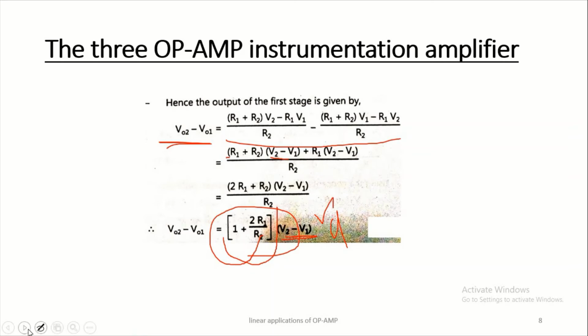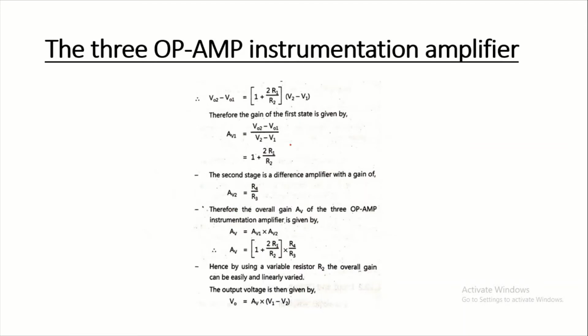Now therefore the gain of the first stage is given by AV1 is equal to (V02 minus V01) divided by (V2 minus V1), and this is this term here. The second stage differential amplifier gain is AV2 is equal to R4 by R3.